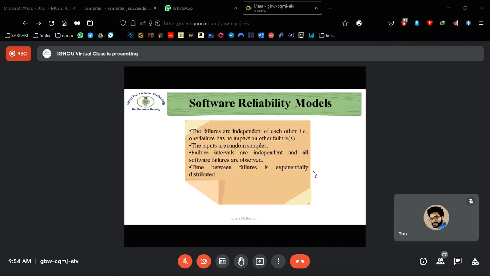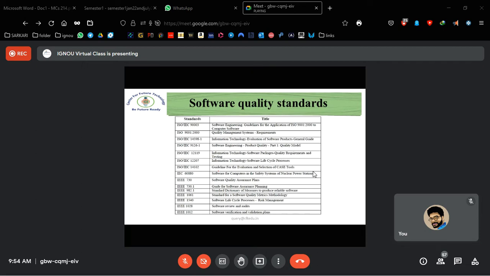By considering the reliability model, we have to assume a random sample, and sometimes we apply the Pareto principle also. Don't take things in sequence. Don't assume, rather than go for a set pattern all the time, go for some random sample also. Failure intervals are independent and all software failures are observed. Time between failures is exponentially distributed across different software. Again, it depends upon the type of software also. Software quality is a very cumulative quality, which is the sum of various parameters.